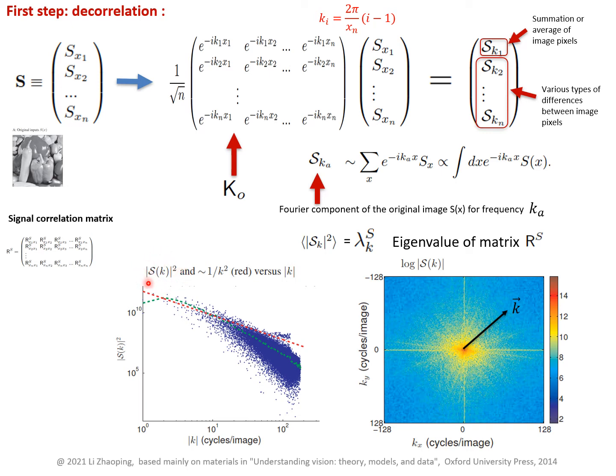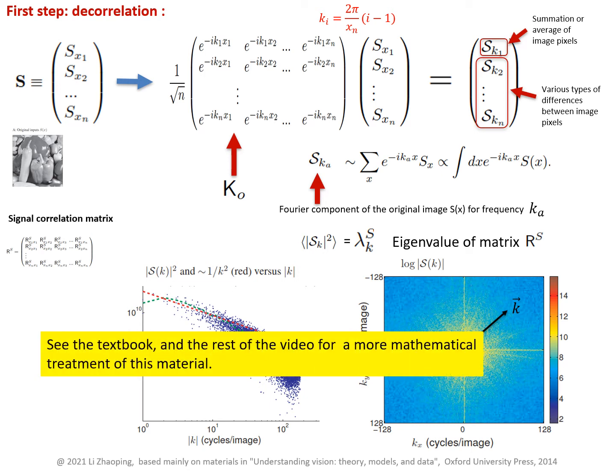This magnitude squared, as a function of frequency k, is called the power spectrum of an image. So far I have just given you an intuitive description of what this decorrelation transform gives, what the Fourier components of an image are, and what the power spectrum is. If you want a more rigorous, mathematical understanding, you can see the textbook or follow the rest of the video.